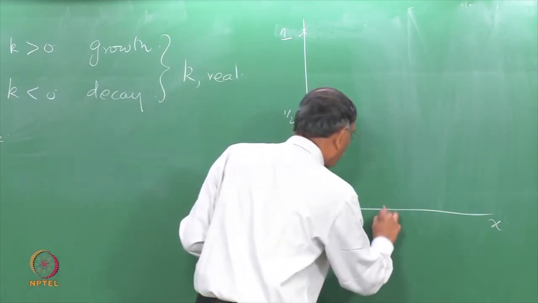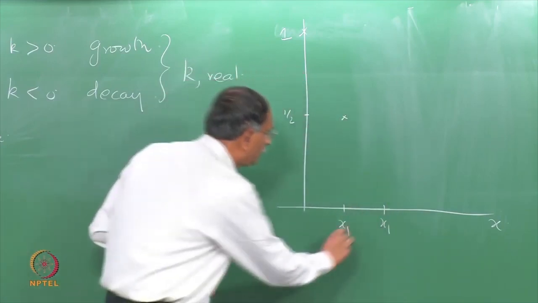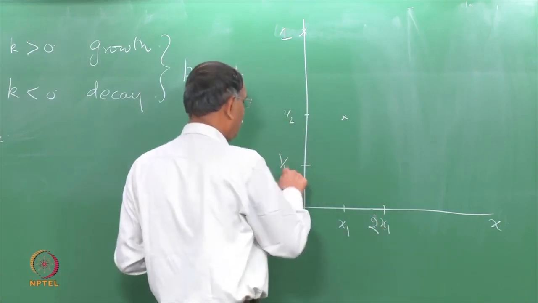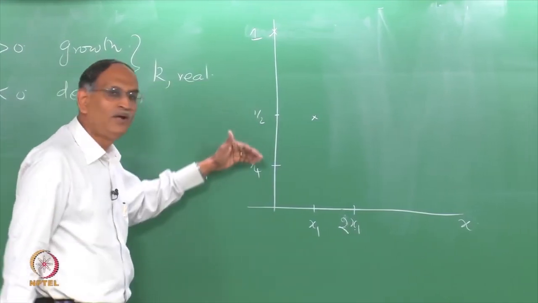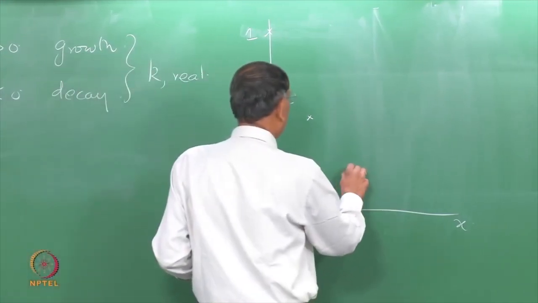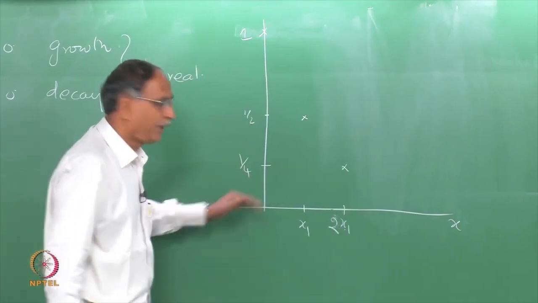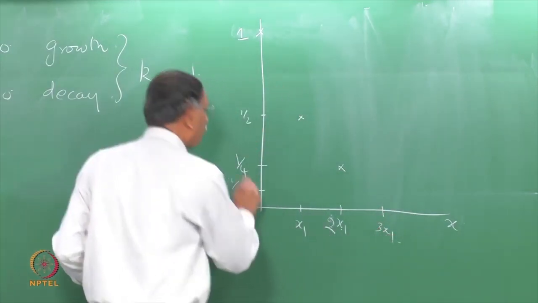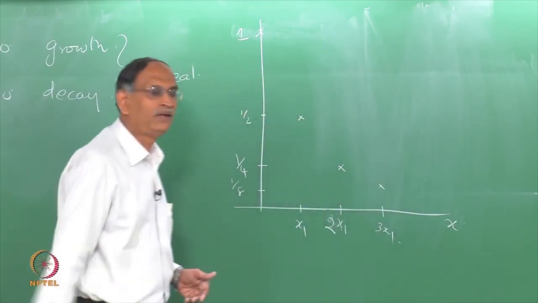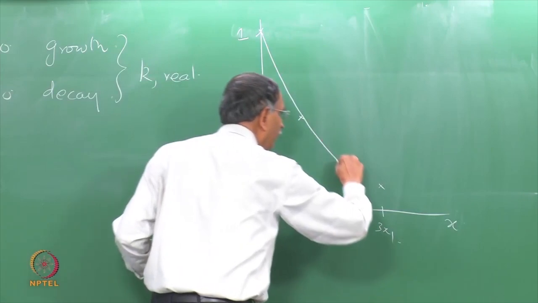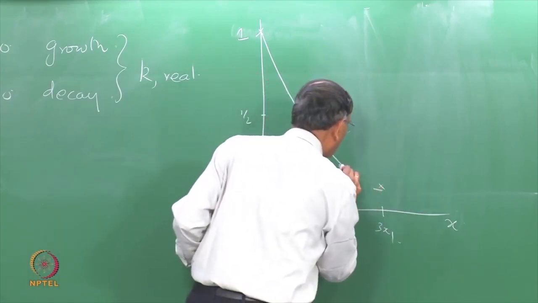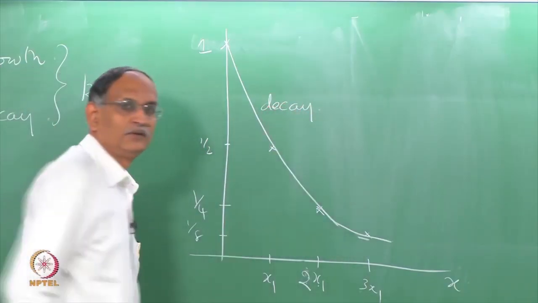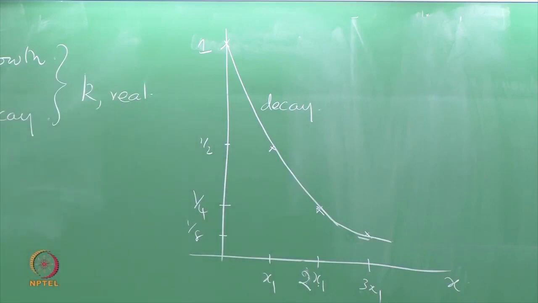For the same interval x1, that is 2x1, the function decreases by the same fraction. 1/2 becomes 1/4. 1/4 in the next identical interval, 3x1, becomes 1/8. Okay. Such a behavior, if you connect, is exponential decay. That's also exponential. That's the nature of the exponential function.